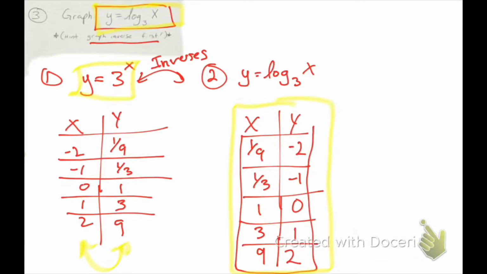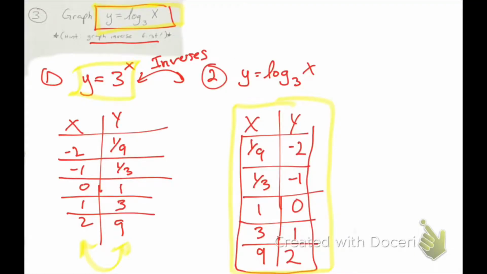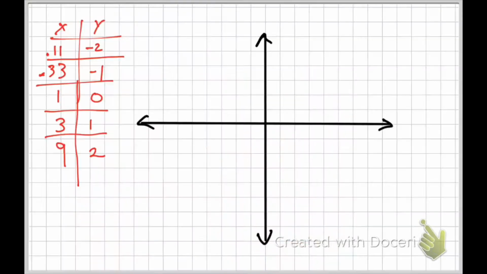And the last thing I have to do is just plot this on the xy axis. So I take all these coordinates here and convert to my xy axis. I get the first coordinate 0.11, -2. So I'm going to go 0.11 and then go down -2, which is right about there. 0.33, -1, right about there. 1, 0, right about there.